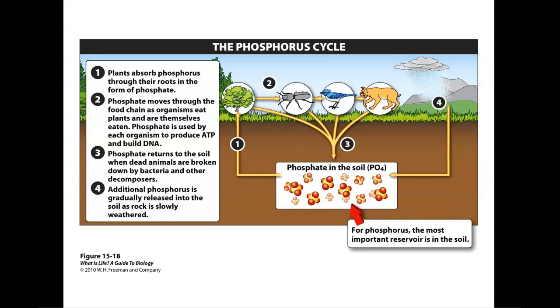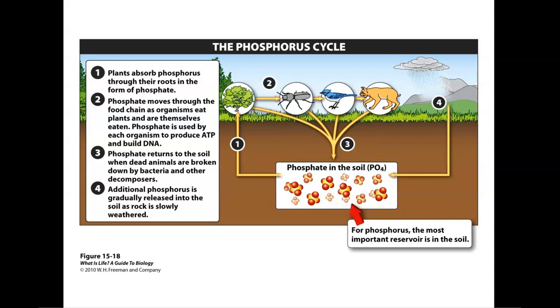So with the phosphorus cycle, what's going to happen is a 4-step process as well. Plants are going to absorb that phosphorus through their roots in the form of phosphate. Phosphates are then going to move through the food chain as an organism eats plants and then is eaten itself. And then the phosphate's going to be used by each organism to produce ATP. Like we said, putting on those 3 phosphate molecules, the energy is stored between that 2nd and 3rd phosphate for the ATP molecule, and then building DNA. And that's going to be found there within the sugar phosphate backbone.